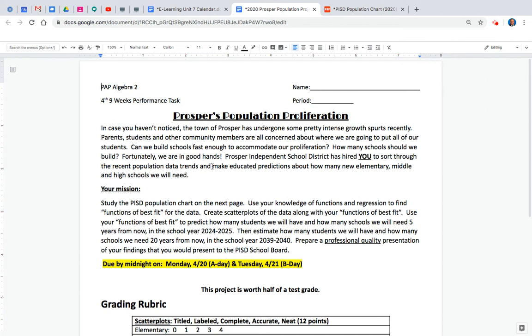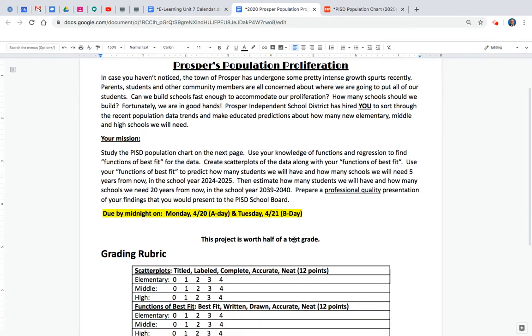Prepare a professional quality presentation. You will use Google Slides. I will repeat that: you will use Google Slides and make it very professional quality. We're going to have a post on our Google Classroom where you'll submit your findings that you would present to the school board. These are our current due dates as of now. They are fluid and could possibly change, but unless you receive word that they will change, think of these as our due dates going forward.